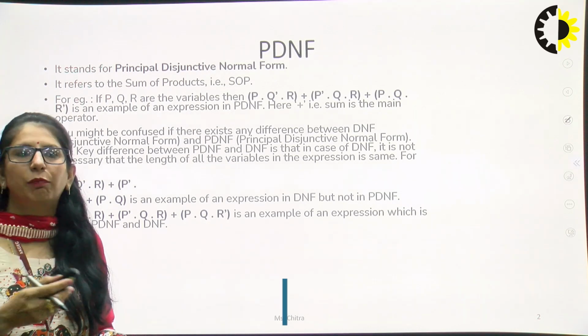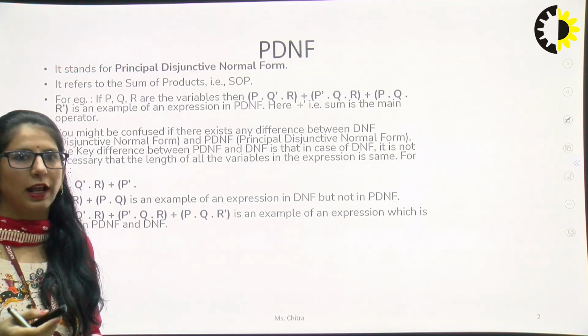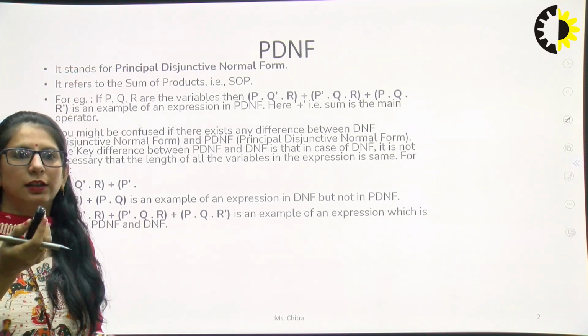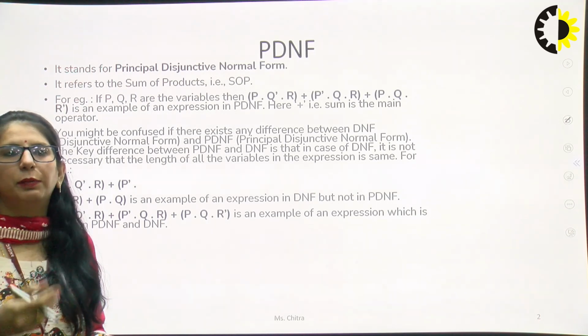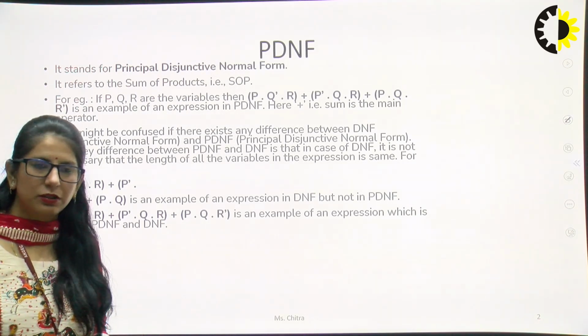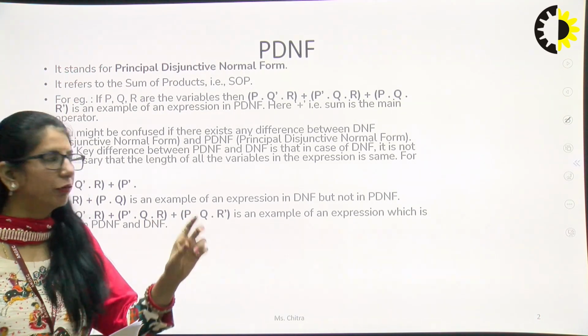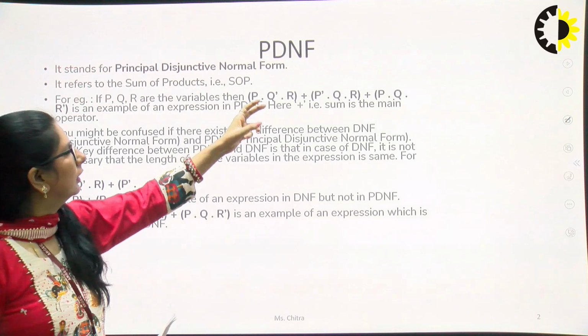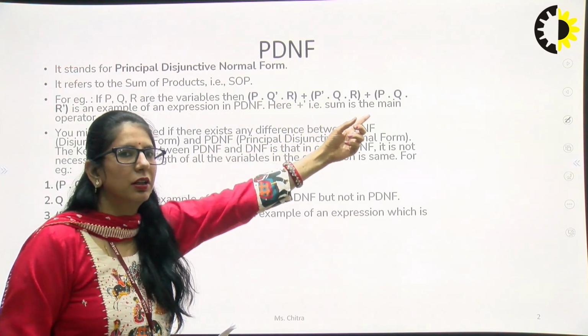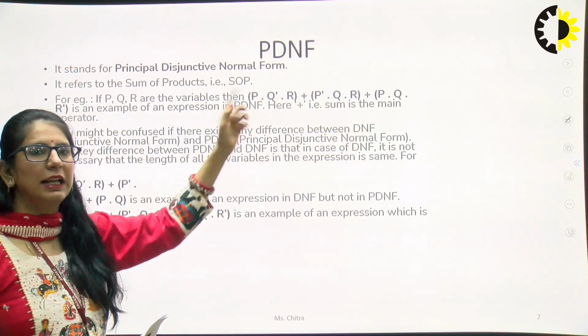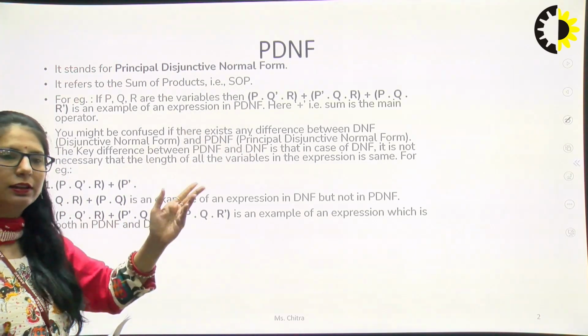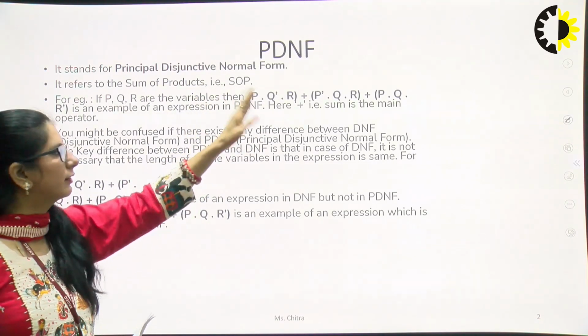For example, if P, Q, R are the variables, we are having three variables, then the expression which is given here is in the PDNF form. Because in the min term, it is compulsory that the length of the variable should be the same. If, for example, we are having a first min term, second min term, and the third min term, there are three variables, and each variable is present here either in its form or in its negation form.